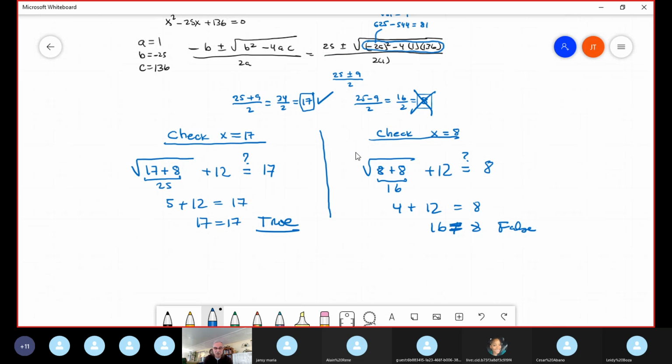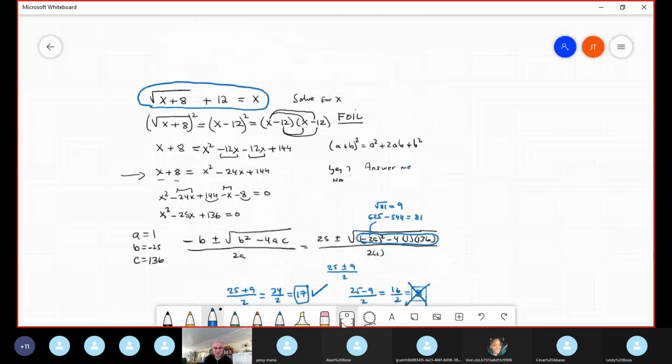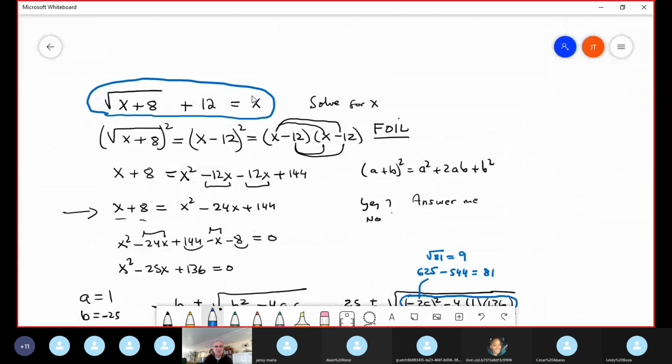Does this always happen exactly the same in every radical equation? No. Sometimes we have one solution that is good and another that is not good, like this example. Sometimes both solutions are good, or sometimes no solution is good, and the equation has no solution. So there is no rule.